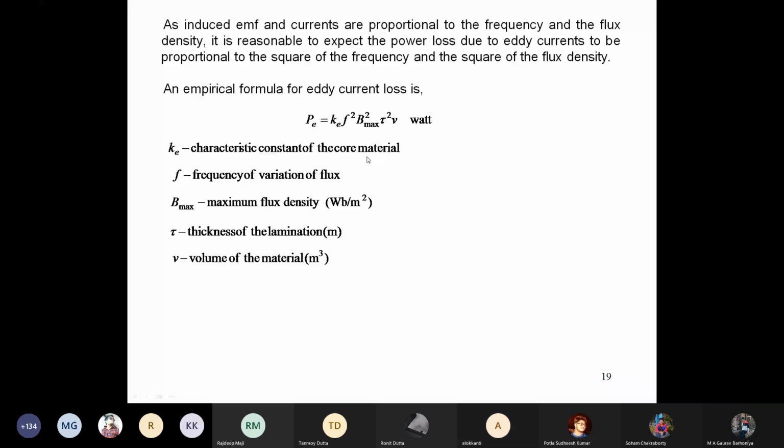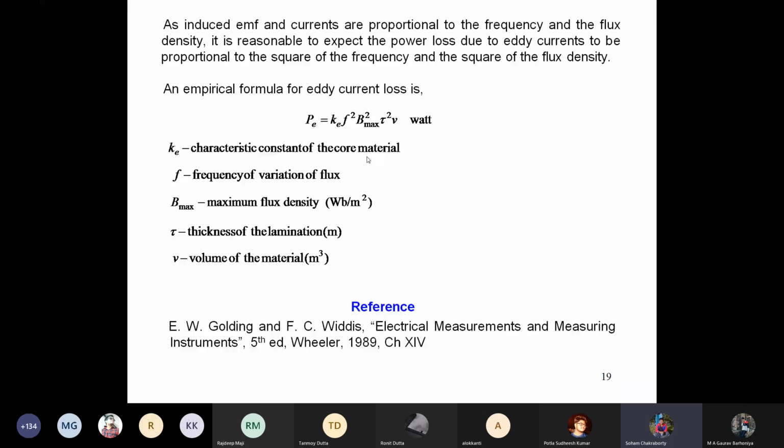Sir, here tau is the thickness of each laminated sheet or the total block of lamination? Just one single laminated sheet. Okay, thickness. Now, as I told you, if you are interested in this derivation of the eddy current loss, it is sometimes covered in the class, but due to shortage of time, we will not cover it. Okay, you have to read these books. A very famous book on electrical measurements by Golding and Widdis is available.